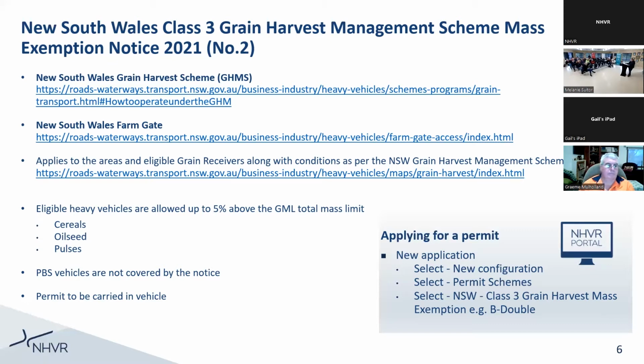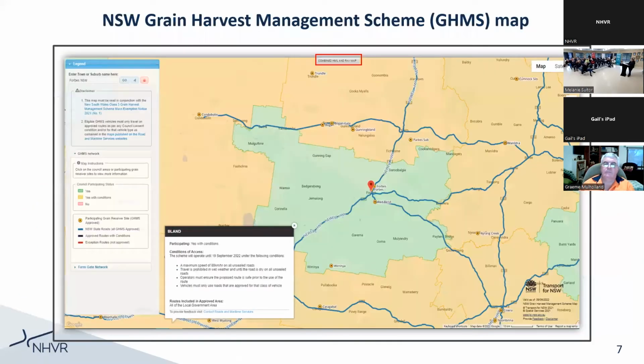Operating under the scheme, eligible vehicles are up to 5% of the GML total mass of the vehicle, in combination with the triaxial group, when delivering cereals, oilseed, pulses to participating grain receivers in participating council areas. This notice also provides tables showing the total mass for the groups, and then you can view the areas noted before, grain receivers along with the conditions.